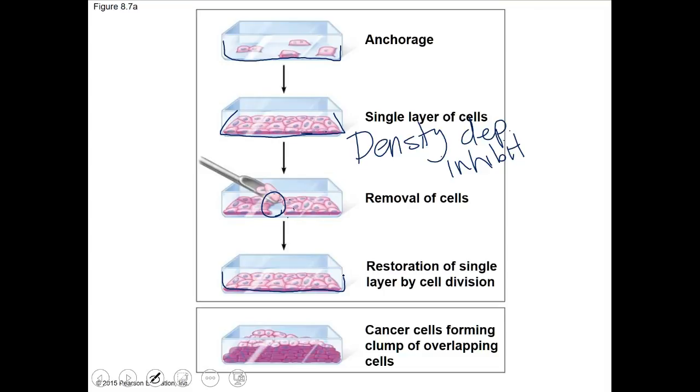However, with cancer cells, instead of just forming that one single layer, they're actually going to form clumping layers and overlap and just kind of make a general thing that looks like this. That's actually how we start to develop tumors.